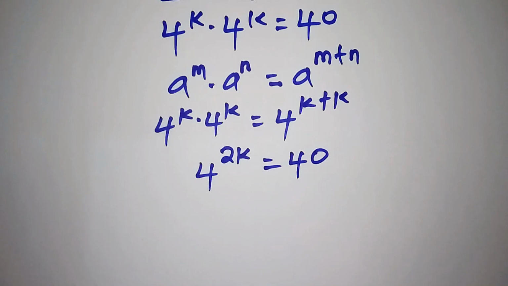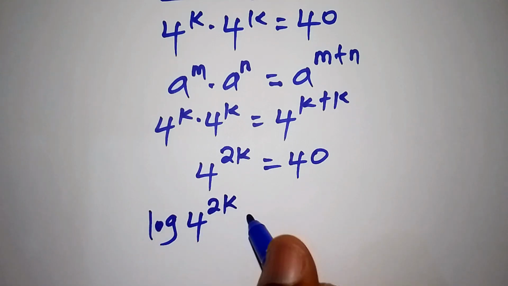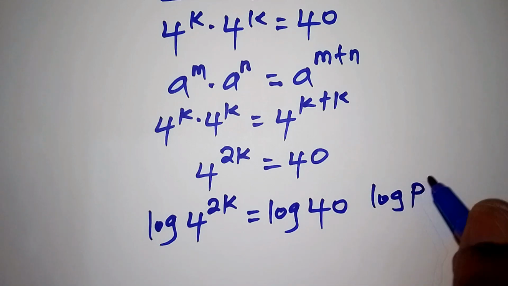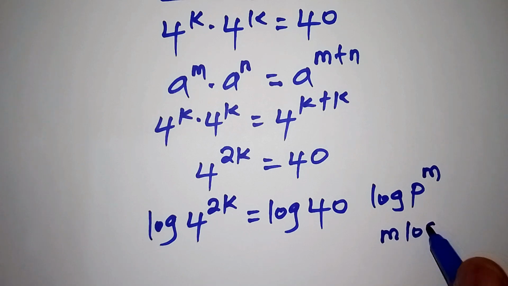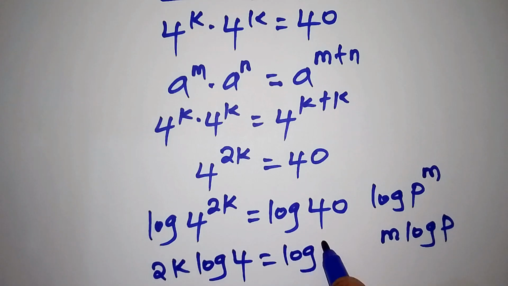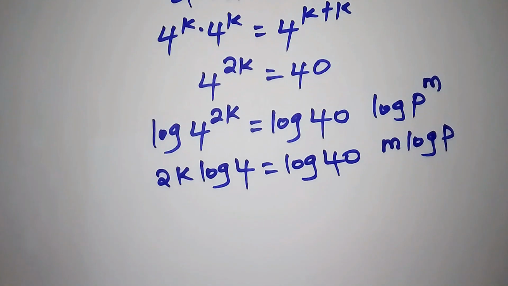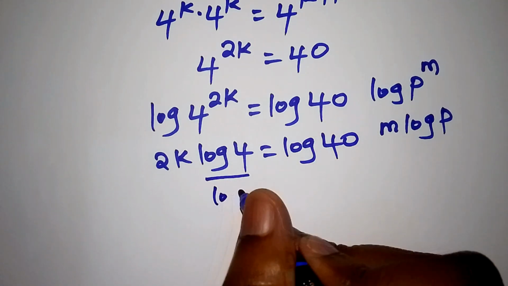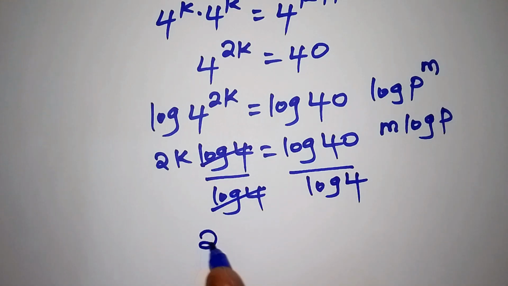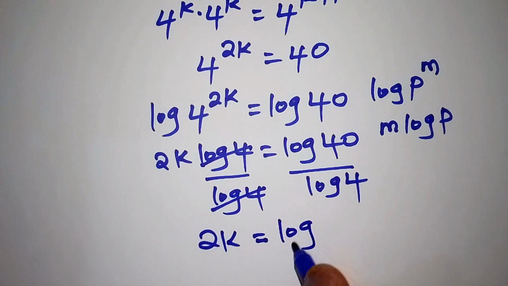The next part now is to introduce the log on both sides. So now we shall have the log of 4 to the power of 2k is equal to the log of 40. When you have the log of p to the power of m, this can also be written as m log p. So now we have 2k times the log of 4 is equal to the log of 40. From here we divide both sides by the log of 4. Log 4 cancels, so 2k is equal to the log of 40 all over the log of 4.